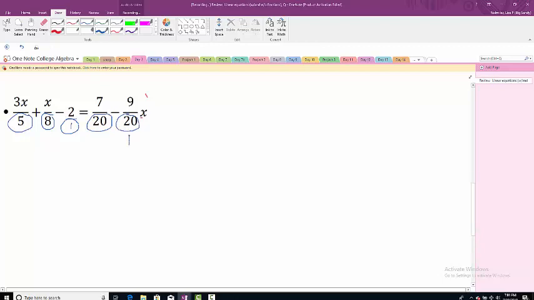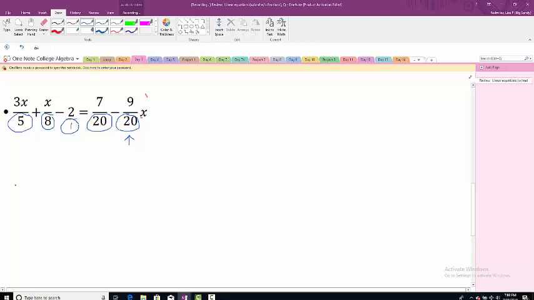Remember, we start with the largest denominator and we see if the other numbers evenly go into it. 5 evenly goes into 20, but 8 does not. So we can't use 20. So we're going to multiply 20 by 2 and get 40. 5 goes into 40, 8 goes into 40, 1 goes into 40, and of course 20 goes into 40.